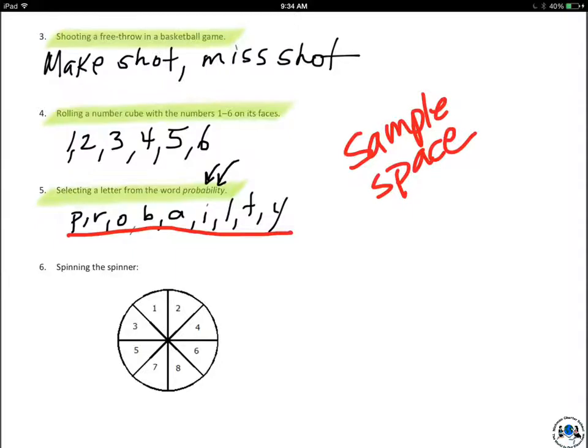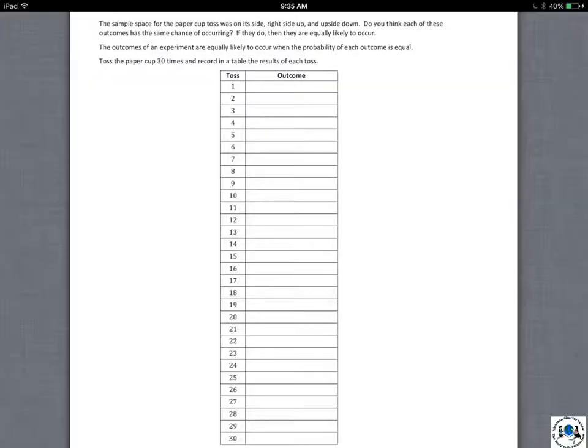Next one, spinning the spinner. What might you get? Well, you could either get 1, 2, 3, 4, 5, 6, 7, 8, and that's it. Those are your possibilities, those are the possible outcomes, and therefore those are your sample space.